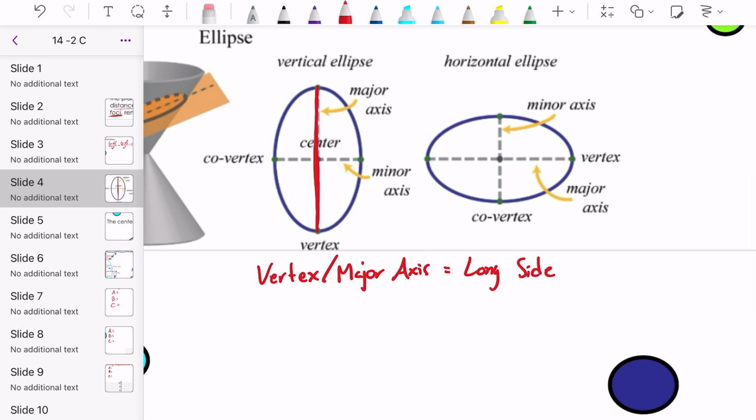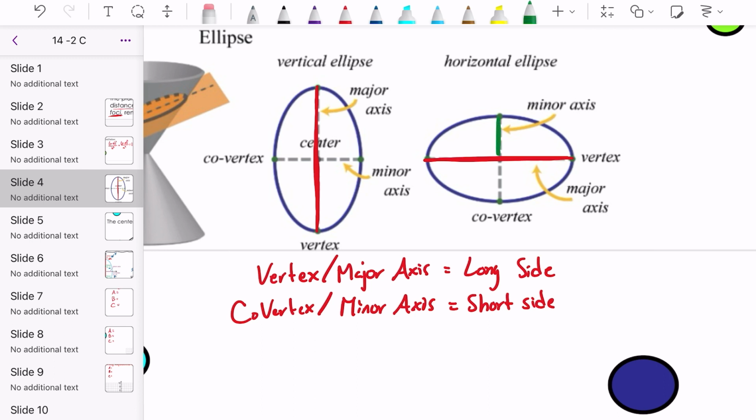You are also going to have a co-vertex, or minor axis, and that is going to refer to your short side. Whether you are looking at your vertical ellipse or horizontal ellipse, you can always see that the long side is your vertex and the short side is your co-vertex.